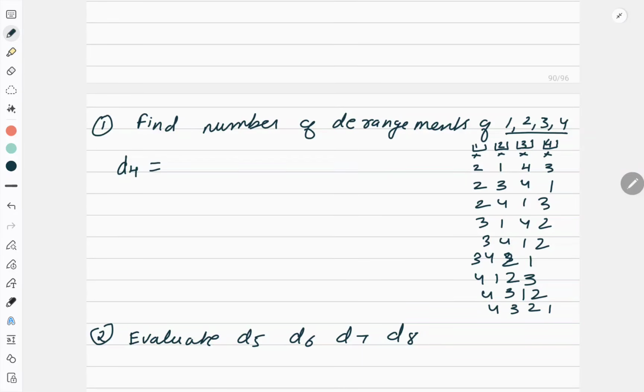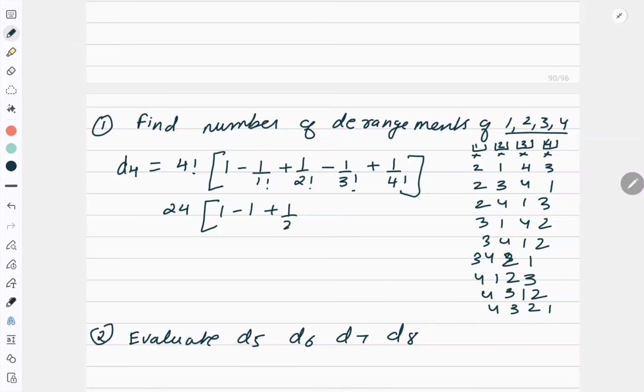If I apply the formula for D4, what is my formula? N factorial, so 4 factorial, then in bracket 1 minus 1 upon 1 factorial plus 1 upon 2 factorial minus 1 upon 3 factorial plus 1 upon 4 factorial. Correct? Which is nothing but 24 times (1 minus 1 plus 1 by 2 minus 1 by 6 plus 1 by 24), that is 12, 12 and 24. Correct? And which is nothing but 9.